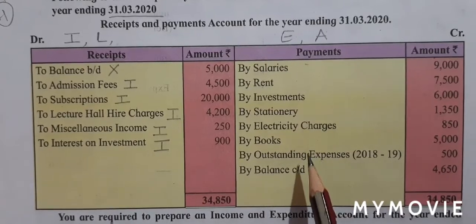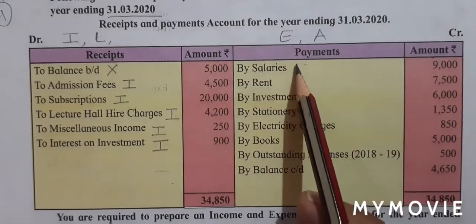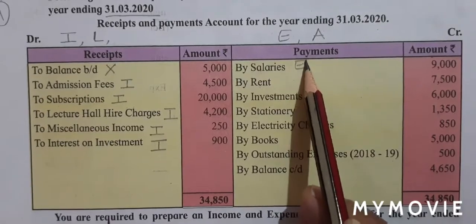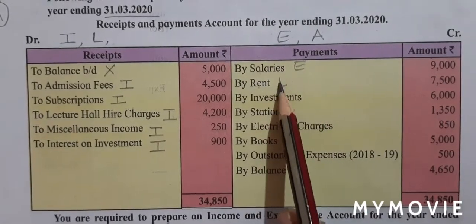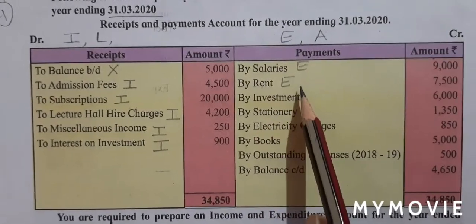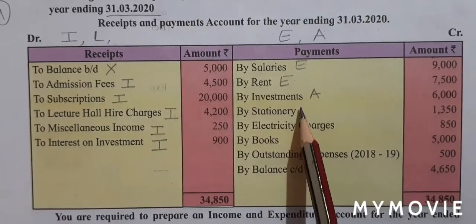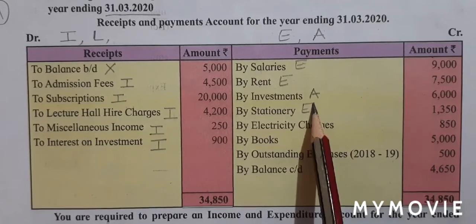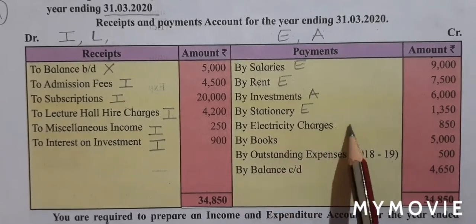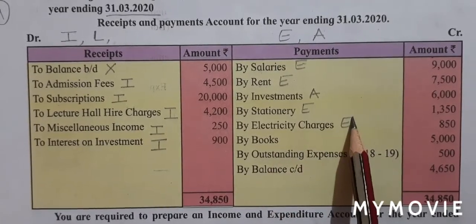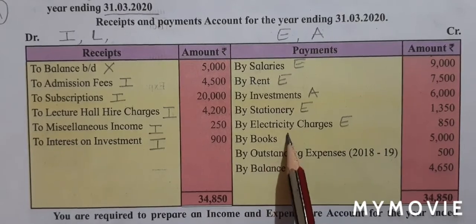We will now begin on the payment side. Salary, expense. Rent, expense. Investments, assets. Stationery, expense. Electricity charges, expense. Books, asset.